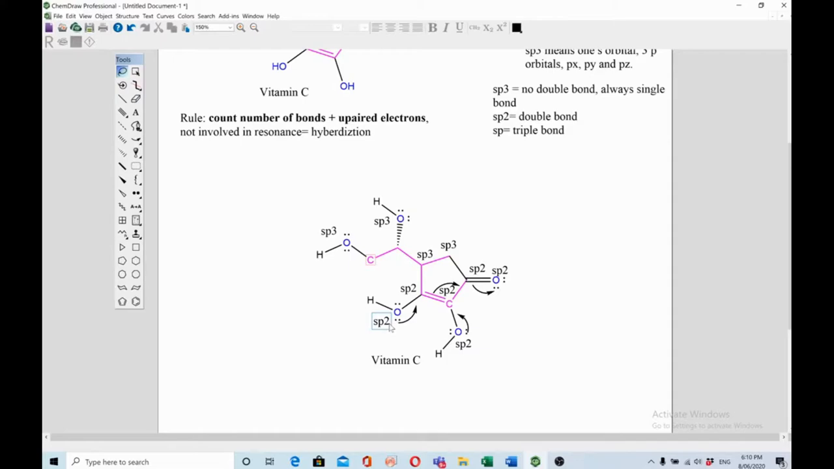The hybridization of this oxygen is not sp3 but sp2. Similarly, the hybridization of this oxygen is not sp3 but sp2. Okay. So again, let's find out the hybridization of these two remaining carbons.